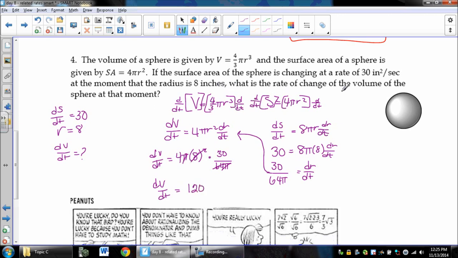And it says, what is the rate of change of the volume of the sphere at that moment? They don't ask for units, so I don't need to give them, but just so you know, volume is going to be measured in what? Cubic inches per second. It's going to be measured in cubic inches per second. Okay? So there's another look at related rates and something that's not a right triangle.